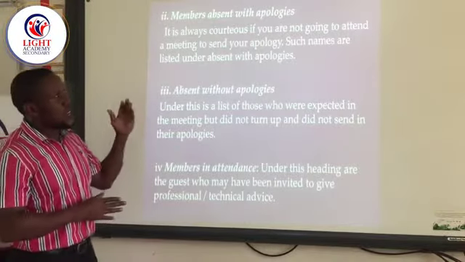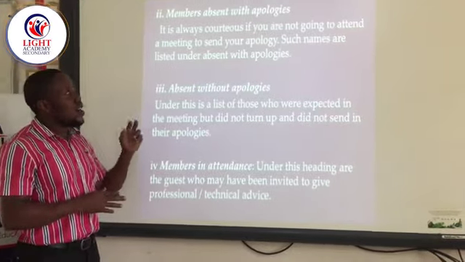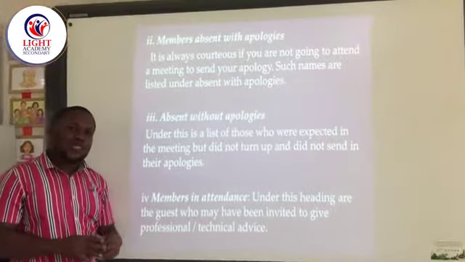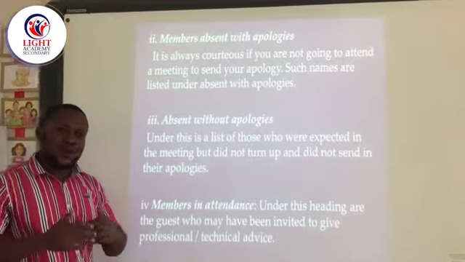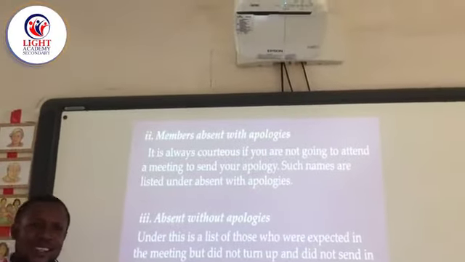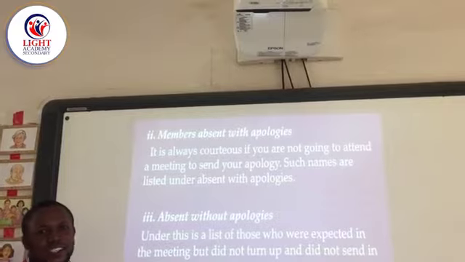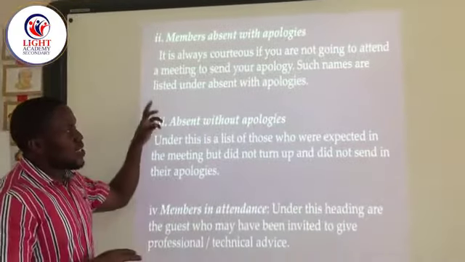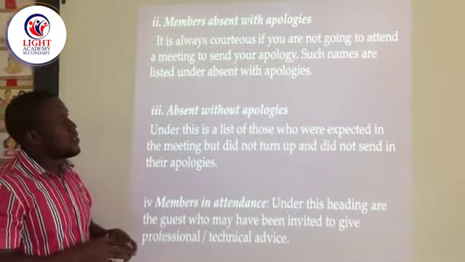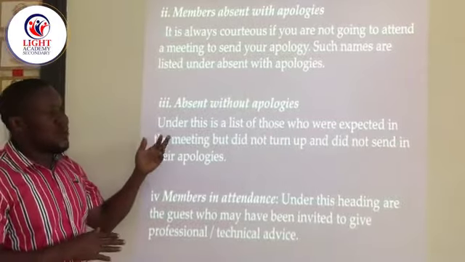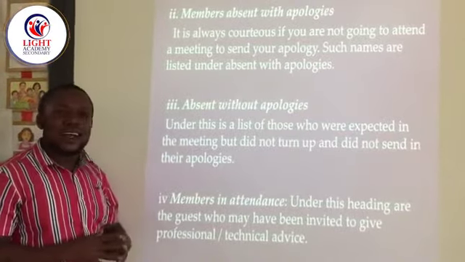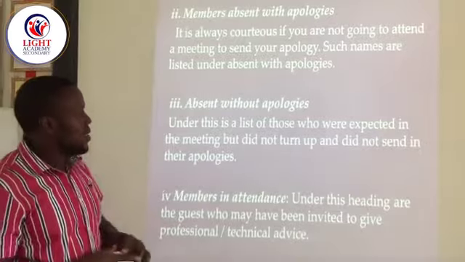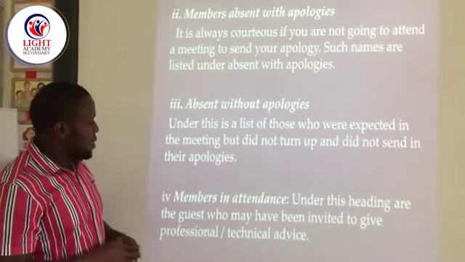Number 2, when we're done with that attendance, we look at the members who are absent with apology. Of course, here we look at those who are unable to attend the meeting, but they sent their apologies to the chairperson. So here the secretary must capture those names. Then, of course, after that, we have those who didn't attend and they didn't send their apologies. So the list goes on and on like that.